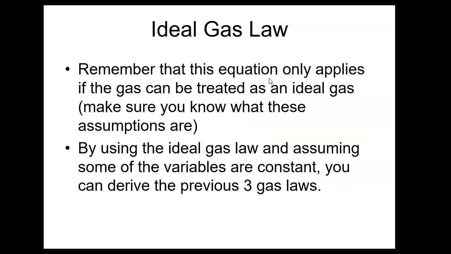So I said this before, this equation only applies if the gas can be treated as an ideal gas. And by using the ideal gas law and assuming some of the variables are constant, you can derive the previous three gas laws. And I think we'll see that in one or two examples. We can actually go backwards from the ideal gas law and figure out those relationships that we talked about before, like Boyle's law, Charles' law, stuff like that.